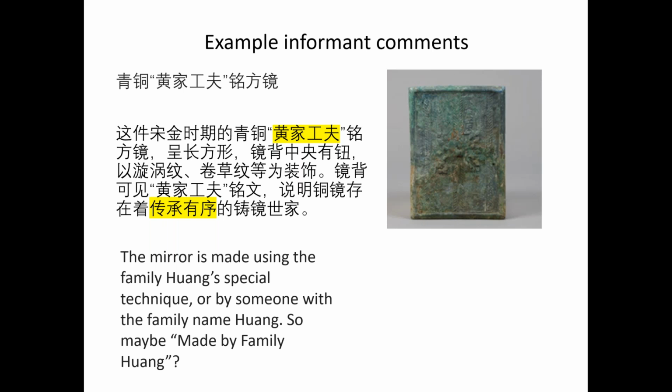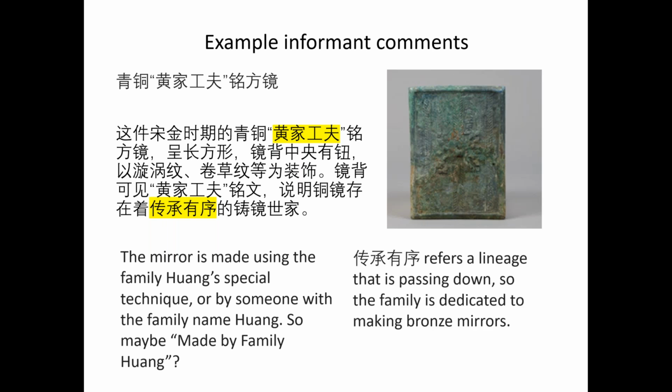So my source language informant told me that the first part highlighted is just saying the mirror is made using the family Huang special technique. So maybe we can just shorten that and say made by family Huang is inscribed on the bronze mirror. And another thing she picked up, 传承有序 refers to lineage that is passing down, so the family is dedicated to making bronze mirrors. So it's just really helpful to make sure that I've got a full, deep understanding of a very short and concise text. I would highly recommend both source and target language informants.